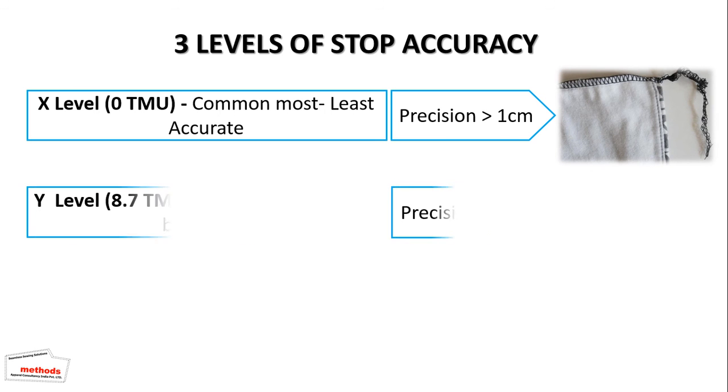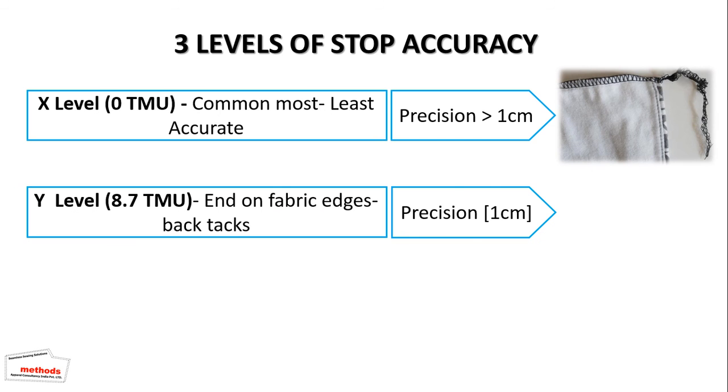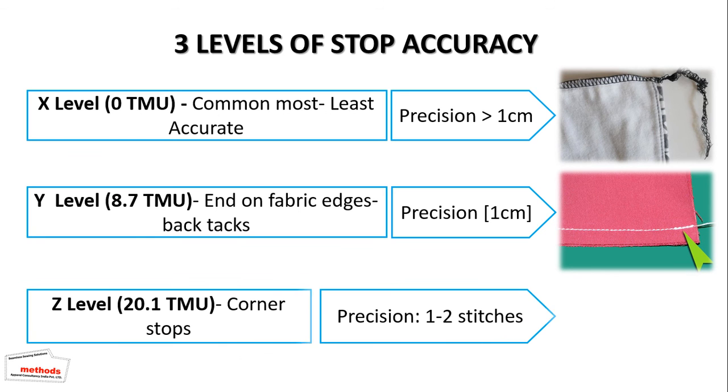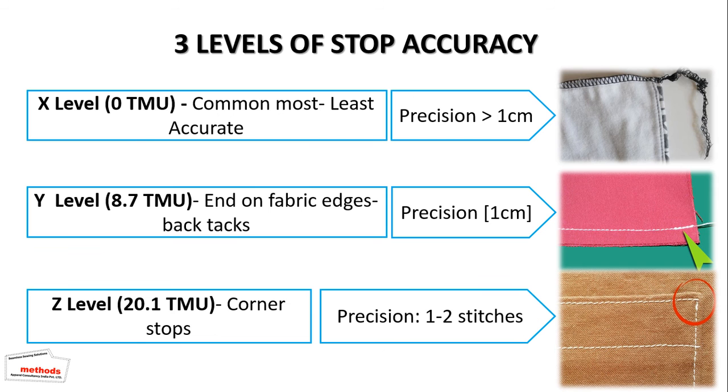The next level is called Y level and accounts for 8.7 TMUs. This type of stop is required in the end of fabric edges, like in case of back tacks, and also the precision here required has to be within 1 centimeter. The last level is called Z level, which accounts for the highest TMUs, that is 20.1. It is of very high accuracy and is used during corner stops with a precision that is very high, which is between 1 to 2 stitches, like in case of pivots in collars and pockets.